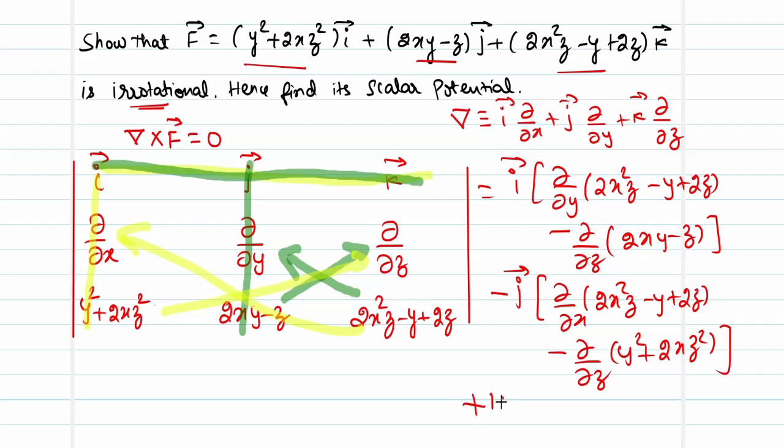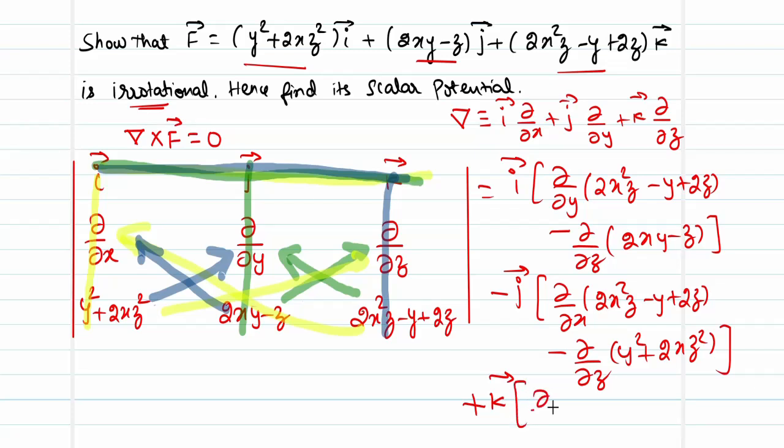Now coming to the last component, which is k. How to go about the last component k? We will have to hide the value of k both vertically as well as horizontally. If I am hiding it both vertically and horizontally, what is left out? This has to be cross multiplied now. So moving on with the cross multiplication, I have this component as ∂/∂x of (2xy − z), and minus ∂/∂y of (y² + 2xz²).